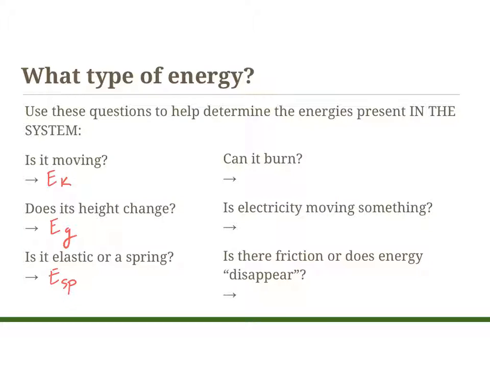If the energy is going to be burned in some way, shape, or form, like fuel for gas in a car or food in a human, that would be chemical energy. Is there electricity moving something? That would be electrical energy. And if there's friction or the energy appears to be disappearing, we would call that dissipated energy. Okay, so we just have to always keep track.